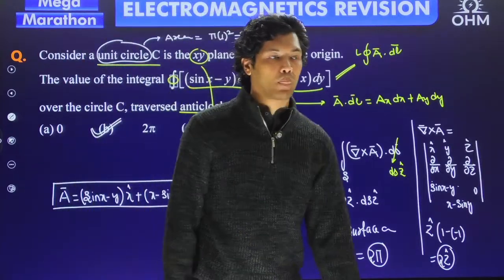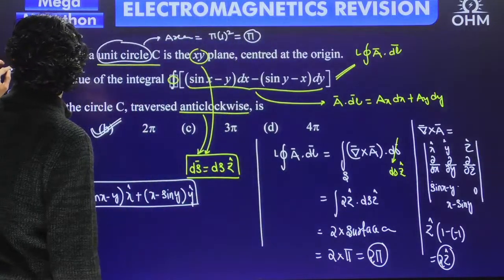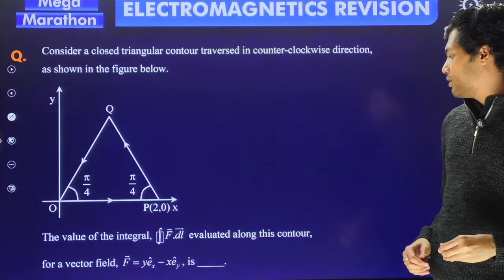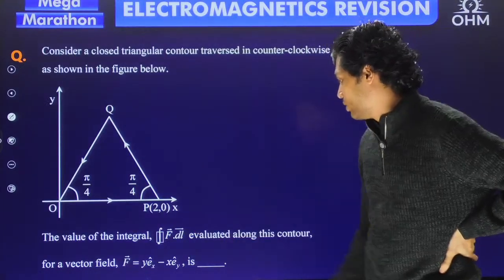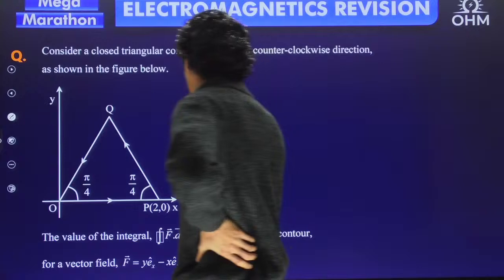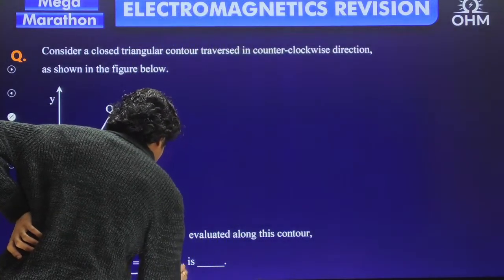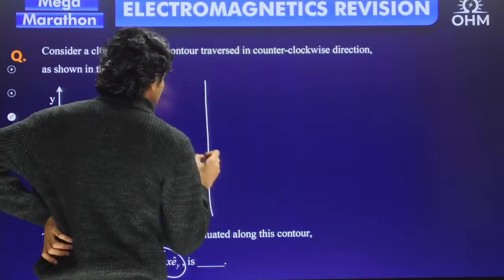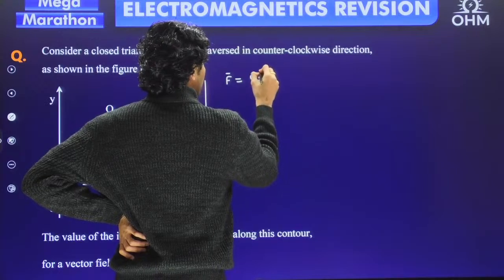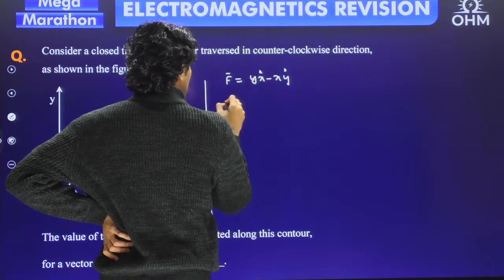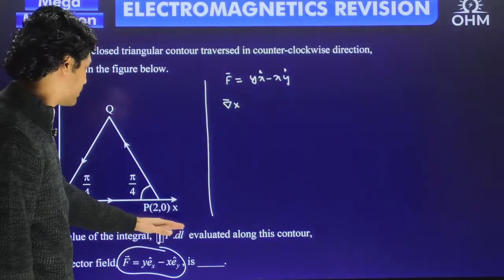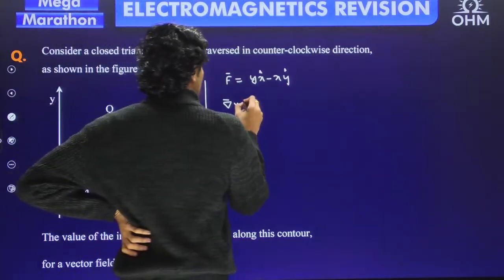Yeah. Let's go for another question. Nice question, another question. This is also a good question. Again, a contour is given. You have to calculate the integral of F dot dl. Look at this vector field. This is a very common vector field given to us. Solving this is not a big deal. F bar is given as y x cap minus x y cap. So again we have to perform a closed path integration, which means we will have to calculate the curl first.